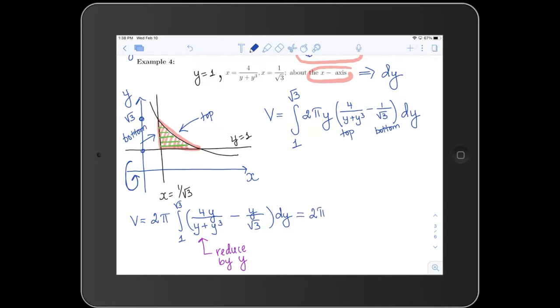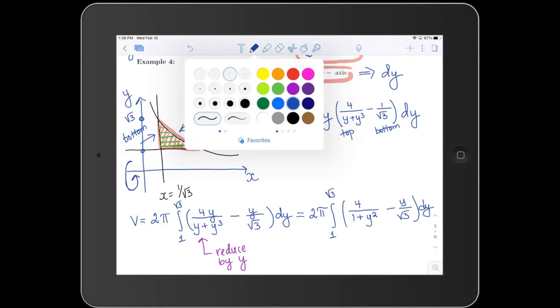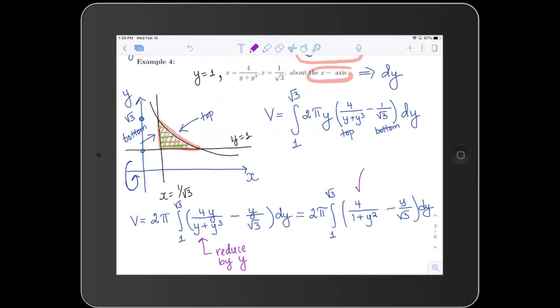So then we get 2 pi integral from 1 to root 3. And what do we get here? 4 over 1 plus y squared, and this one doesn't change, dy. Now how do we integrate 4 over 1 plus y squared?